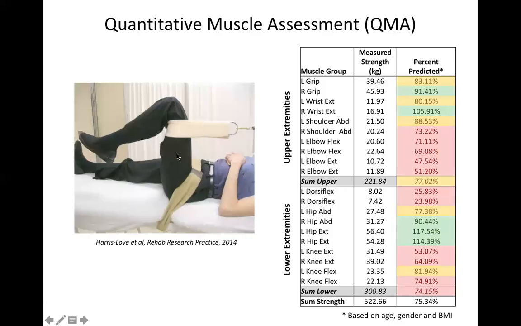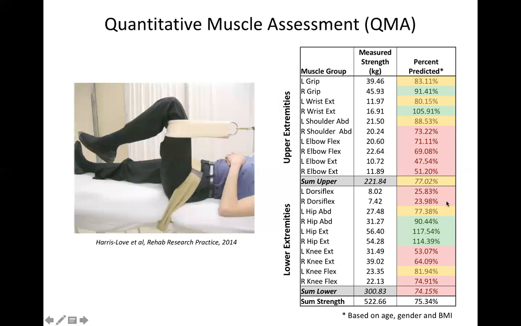Here's actually a picture of someone doing the QMA. It's a very objective measure of the force that you exert on this machine when using a muscle. For instance here, this subject used about 7.5 kilograms of force on their dorsiflexor, that's their ankle muscle. We can then take this kilogram measurement and convert it to a percent predicted of how a healthy subject of the same age, gender, and BMI would be expected to perform.